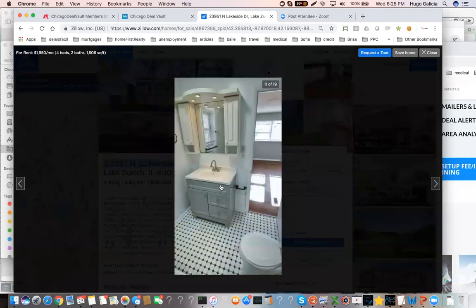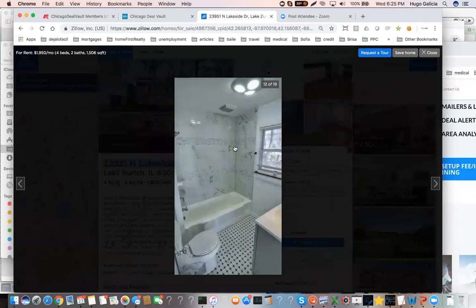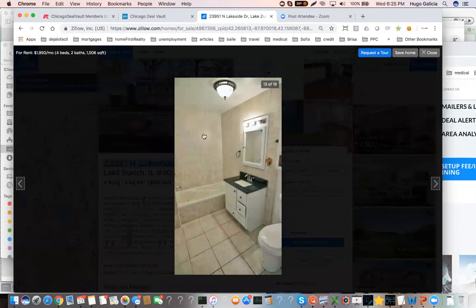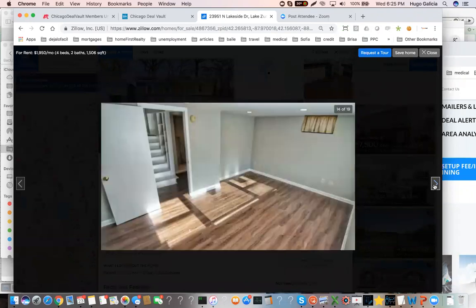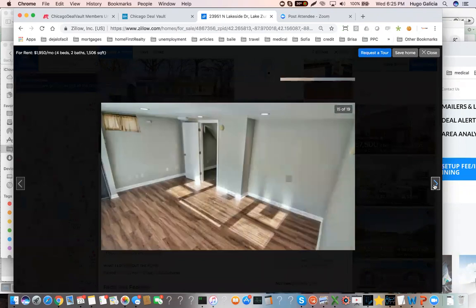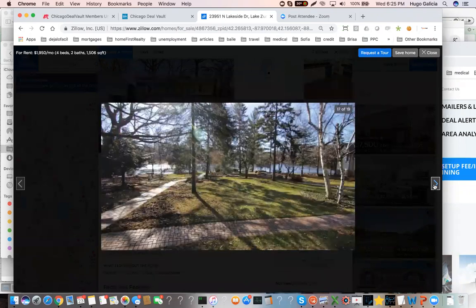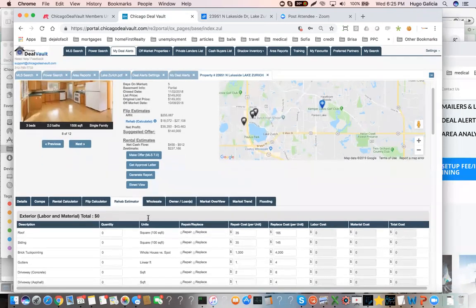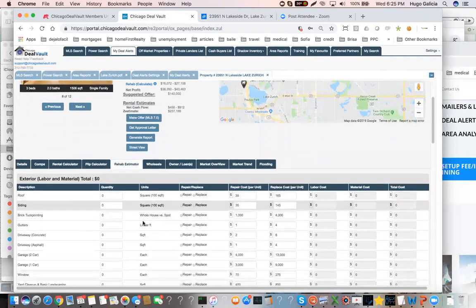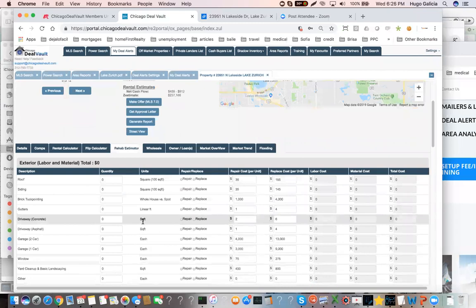Okay, so here we did the vanities. We replaced those, and then we did the tile in the bathtub for one of the bathrooms, and did the same thing for the second bathroom, okay? And then the rest is just flooring and painting. That's about it, friends. Having said that, let's quickly go back to the rehab estimator.